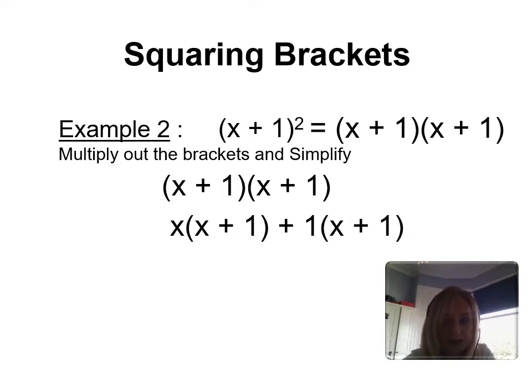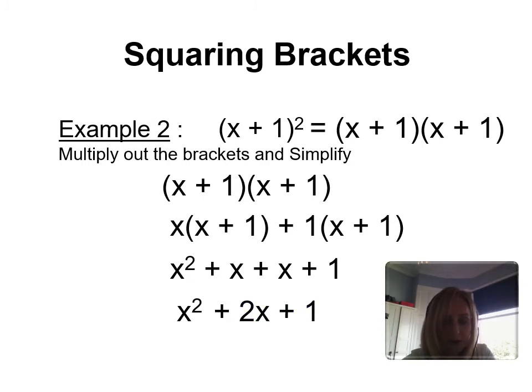So we get x times x is x squared, plus x times 1 is x, plus 1 times x is x, plus 1 times 1 is plus 1. And then we can see again, it's just these two terms in the middle. The x plus x is 2x. So it becomes x squared plus 2x plus 1.